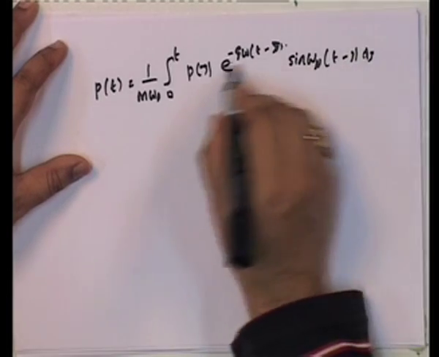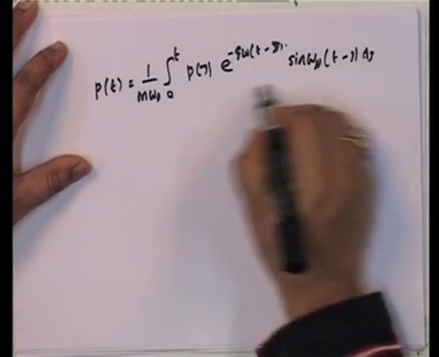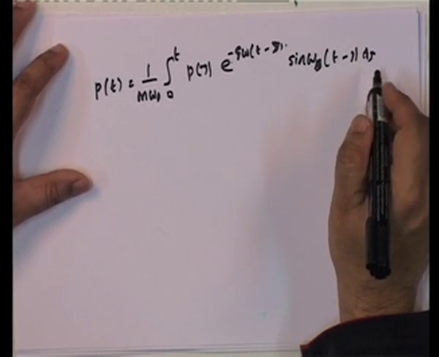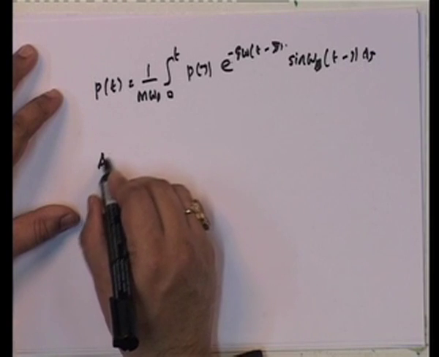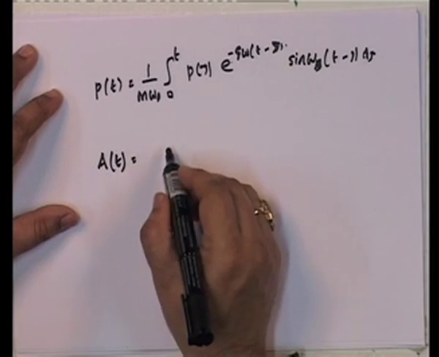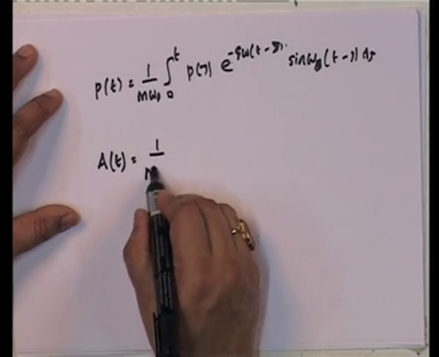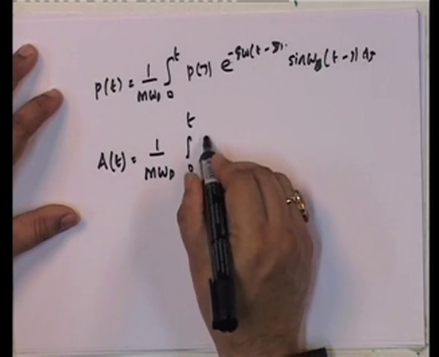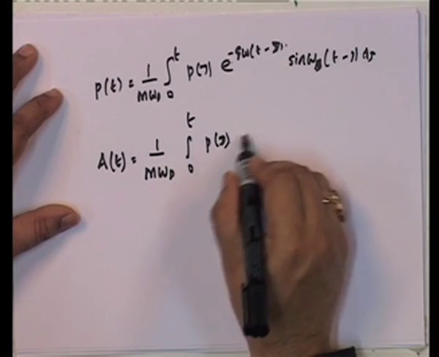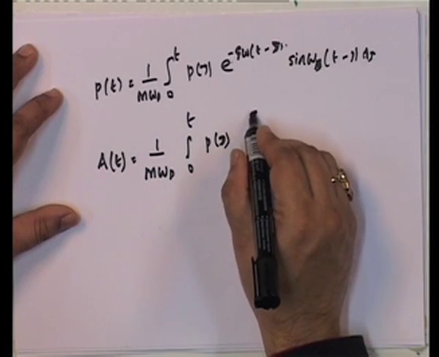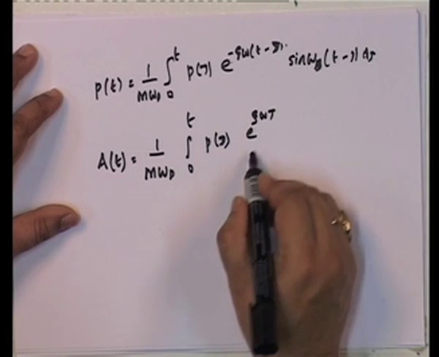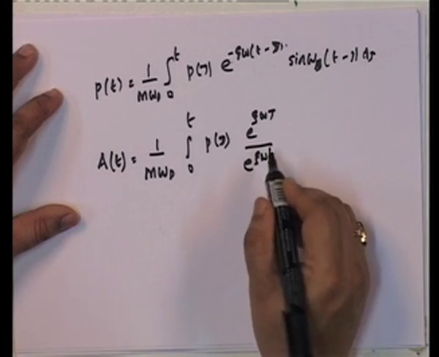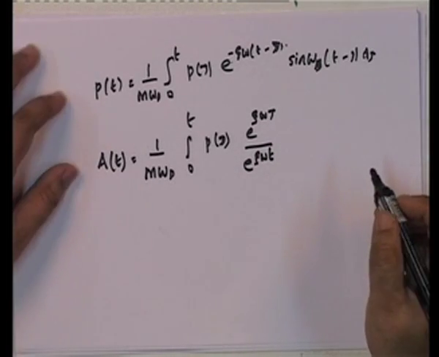I am not going to expand this exponential function, but if I expand the sine, I get it exactly the same way. Therefore, A of t becomes 1 upon m omega d, integral 0 to t of p of tau, and I am now going to put this as e to the power of xi omega tau upon e to the power of xi omega t. That is what it is, if you look at it.